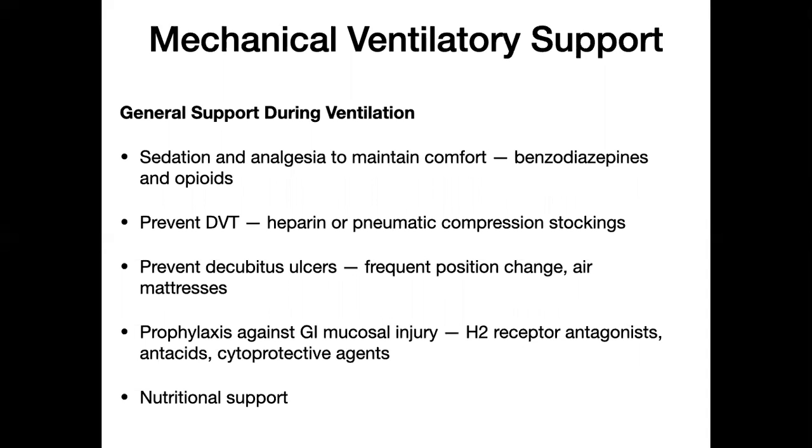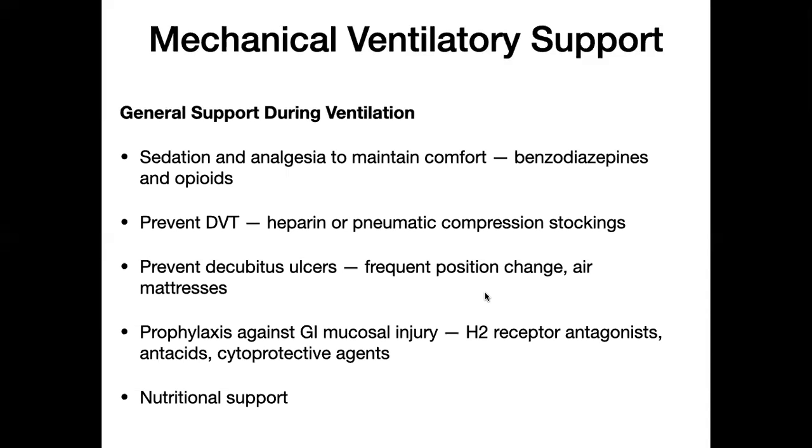So what do we do during mechanical ventilation? As mentioned in the previous 2 lectures, general support would include sedation and analgesia to maintain comfort. To achieve this, we give benzodiazepines and opioids. Because ventilated patients are prone to venous thromboembolism, we would like to prevent that by giving heparin or pneumatic compression stockings will be in place. Because they are so stressed, decubitus ulcers could happen if they're maintained in one position most of the time. To address this, frequent position change is advocated, and provision of air mattresses could also help.